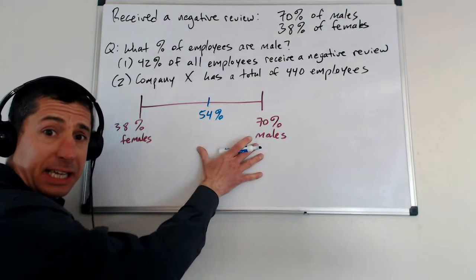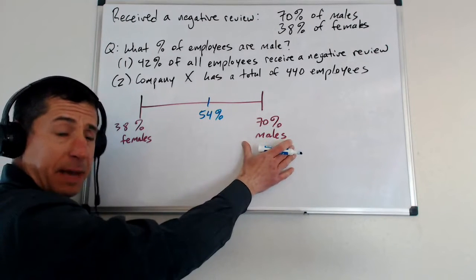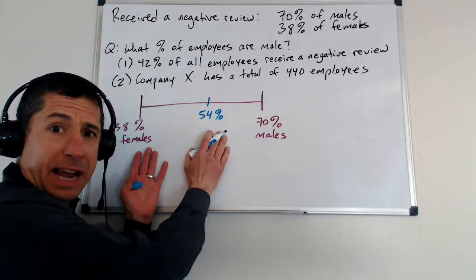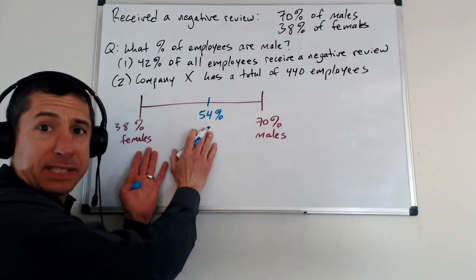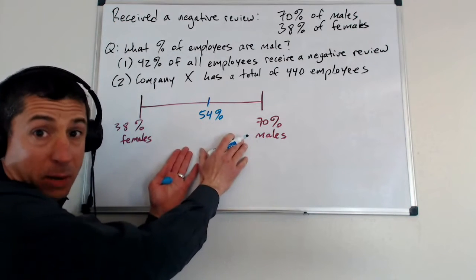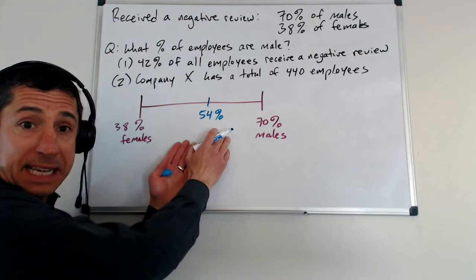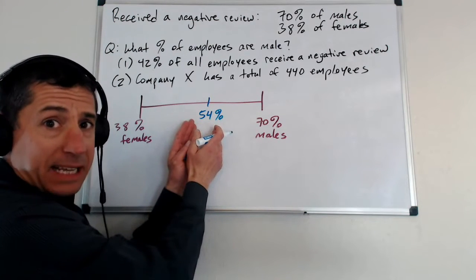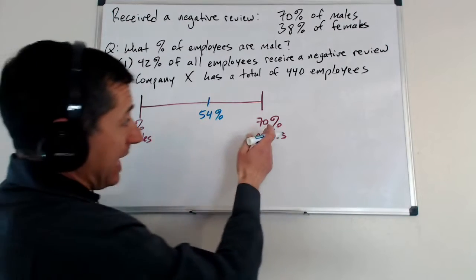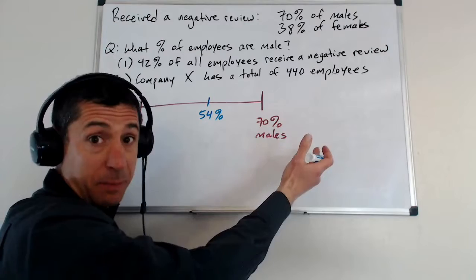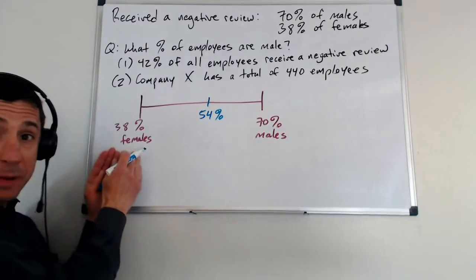And just think about it logically. If 70% of men receive bad reviews, 38% of females, and on average, 54% of the entire company receives a negative review, well, that tells you it has to be balanced between men and women in the company. There's no other way for that to make any sense. There's no way that you would have more men or more women if that weighted average is smack in the middle. Similarly, if we had exactly 70% receiving a negative review company-wide, that would tell you it's all men. If it was 38%, it would be all women.